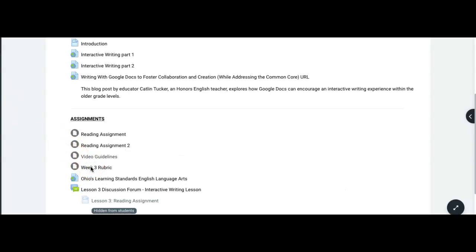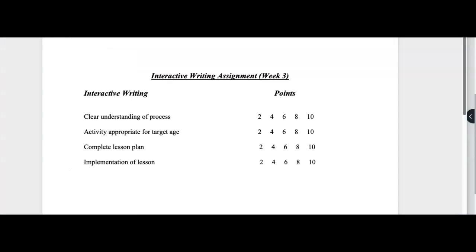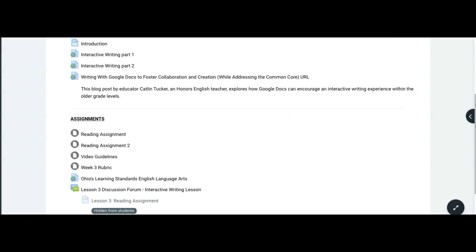Here's our rubric for the week. Do you have a clear understanding of the process of interactive writing? Is your activity age appropriate? Do you have a complete lesson plan? And how did you do implementing the lesson? Here are the learning standards.